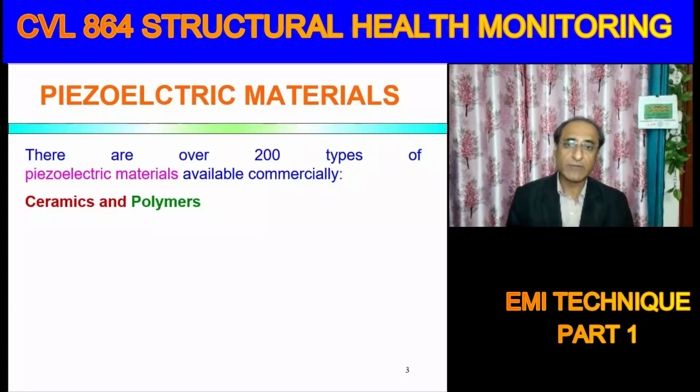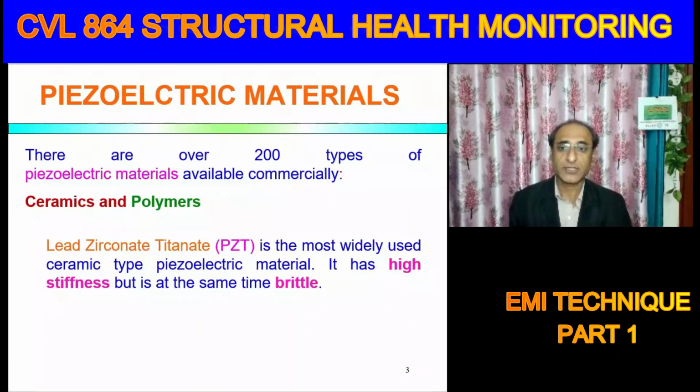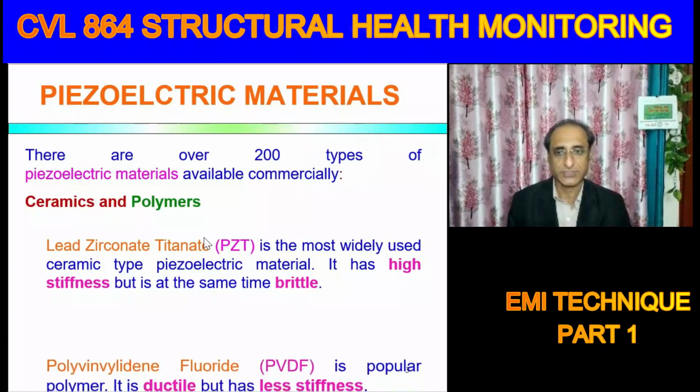We will now dwell upon the types of piezoelectric materials available in the market. There are two types of piezo materials: ceramics and polymers. Among the ceramics, the most widely used today is lead zirconate titanate. It's one of the 200 ceramics available today. There are multiple types of piezo materials available in the market, but PZT, or lead zirconate titanate, is the most widely used. It has high stiffness, but its drawback is that it's somewhat brittle in nature.